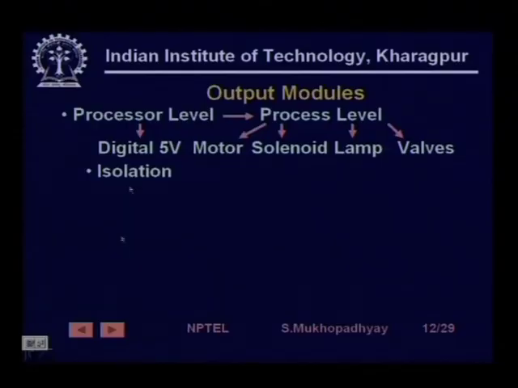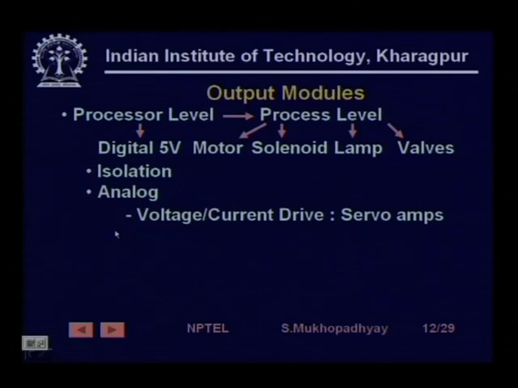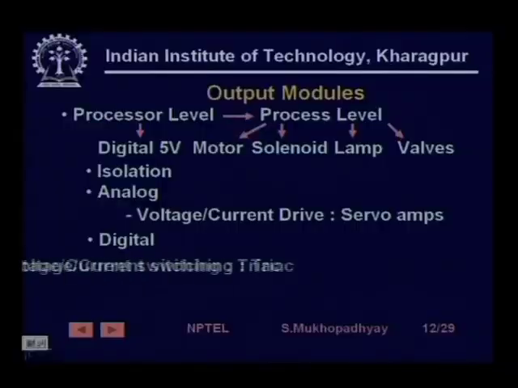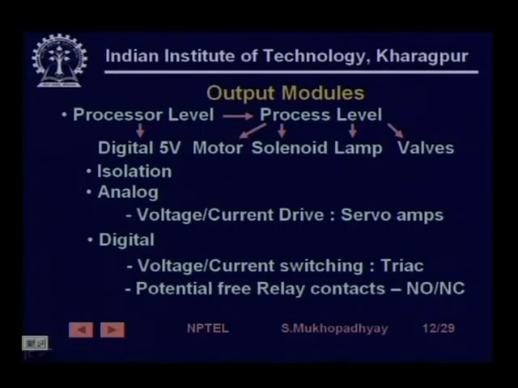They also provide isolation, and for analogs it has to provide the voltage or voltage and current drive. Typically a unit that will provide that will be, let us say, a servo amplifier. So, such amplifiers will be put on output modules. For digital output modules, sometimes they will require high power, you will just give a pulse and you will require that during the duration of the pulse a high current will be switched. Such a thing will be done by the output modules.